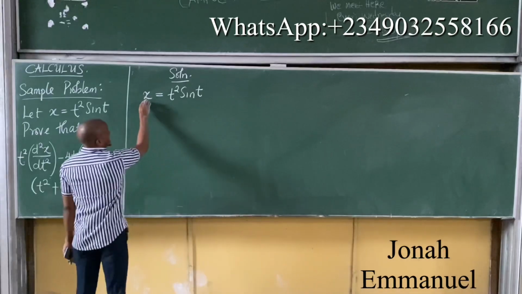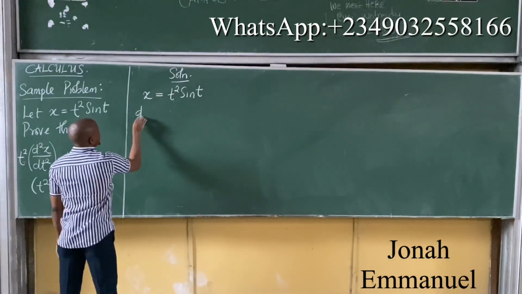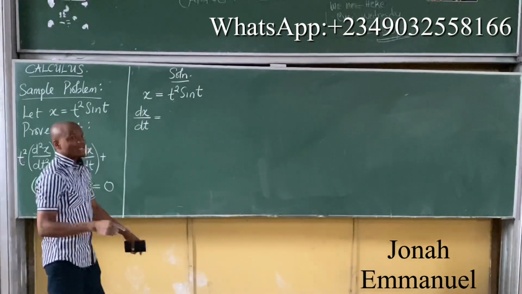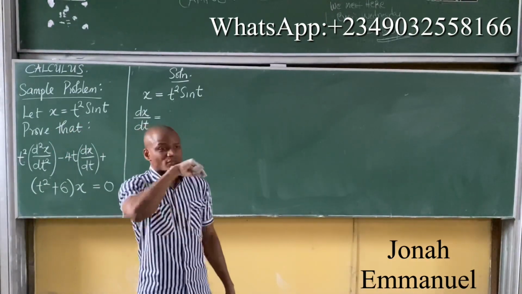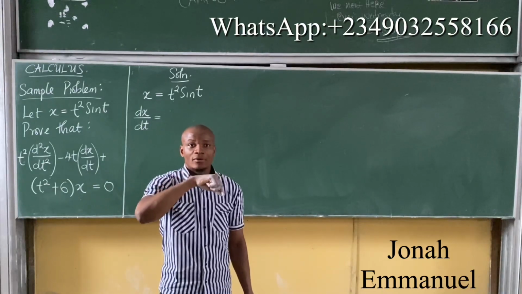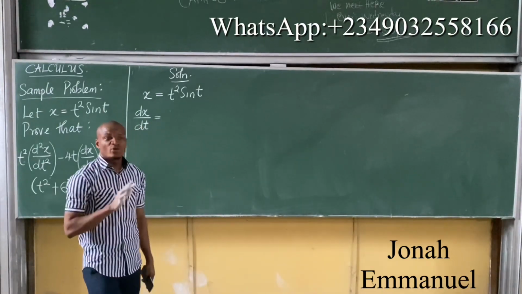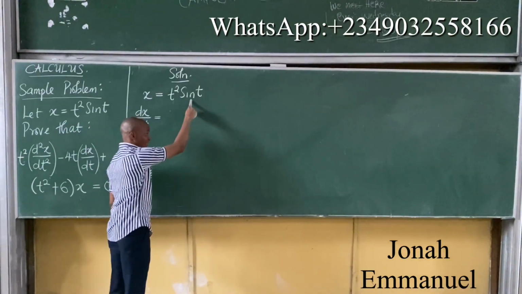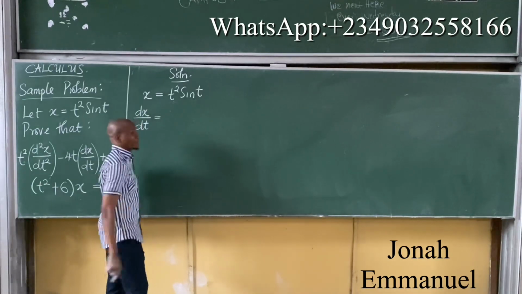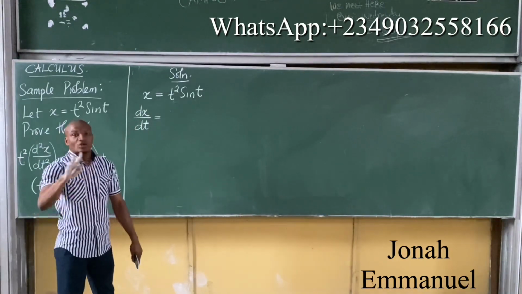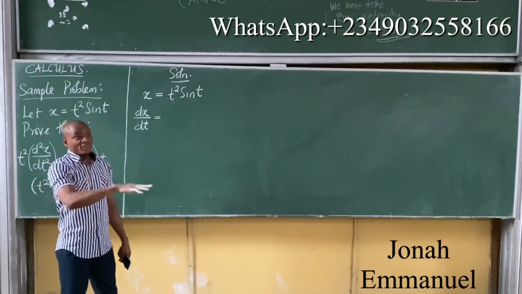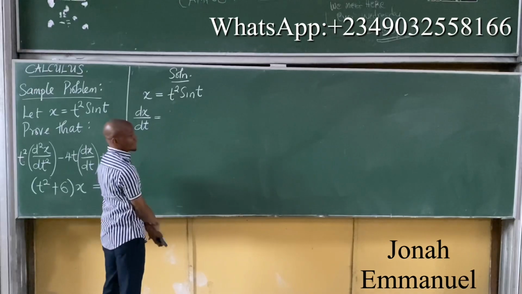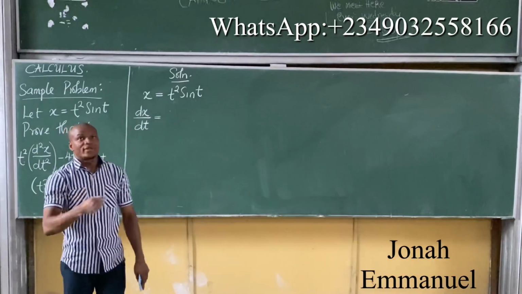Differentiating x with respect to t, I will have dx/dt. For this question, if I'm to differentiate this, which method do I use? Product rule. Why product rule? Because this t squared and this sine t are multiplying. I believe that by now you have mastered the product rule, so you know how it works. In this product rule, what's u here? t squared. What's v here? Sine t.